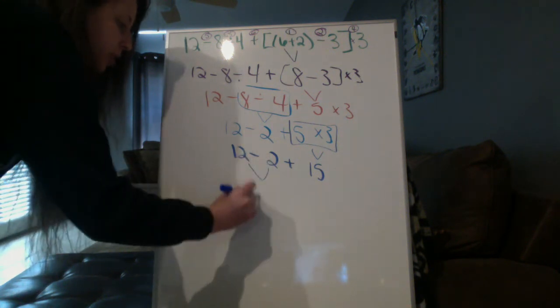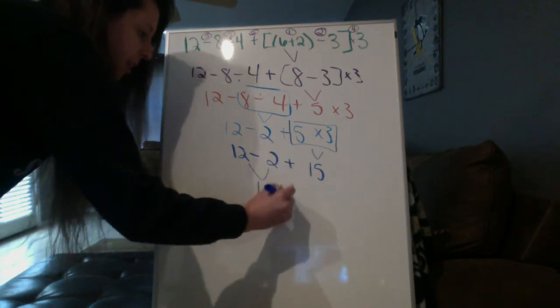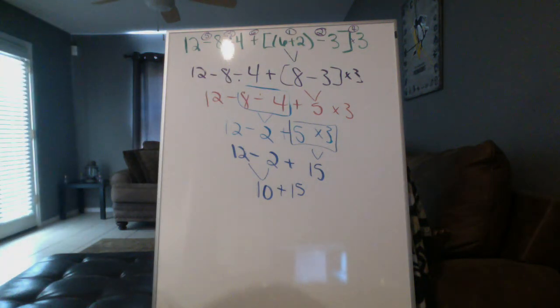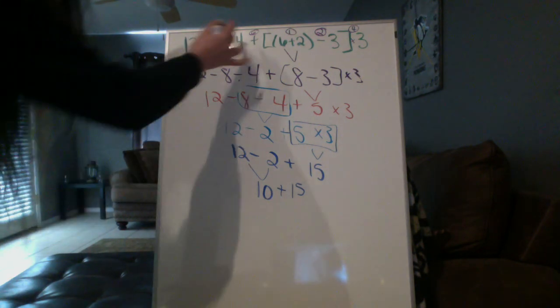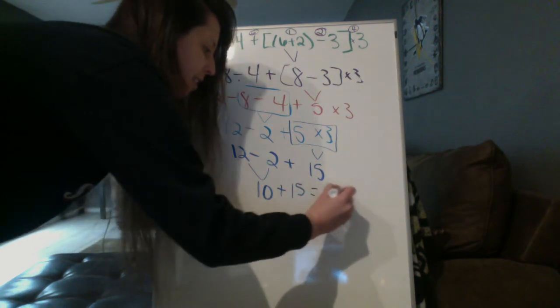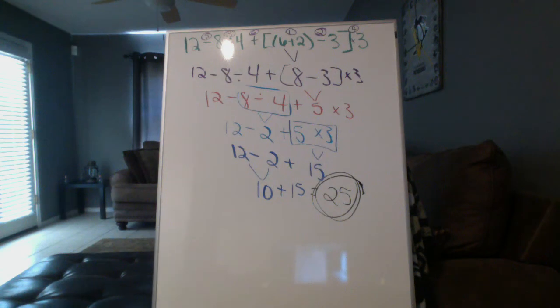12 minus 2 should get you 10. Bring everything down with it. And now that seems like a pretty easy problem to handle. So the last step that I have is to add, and that's going to be 10 plus 15, which should get you 25 as your final answer.